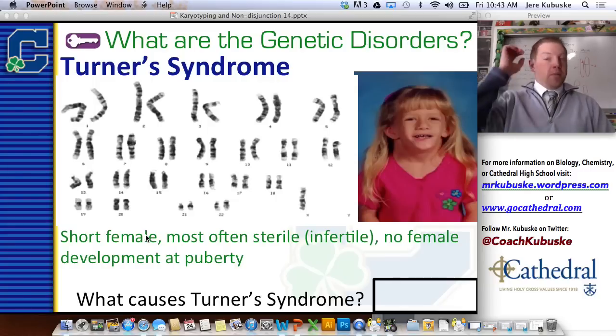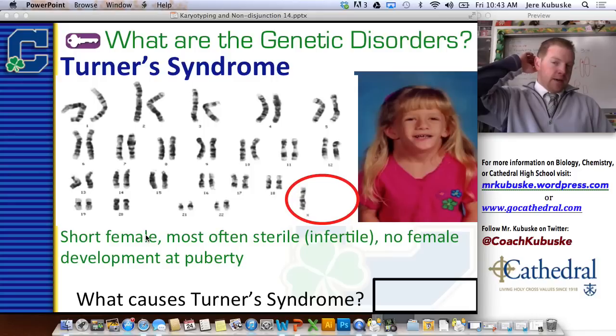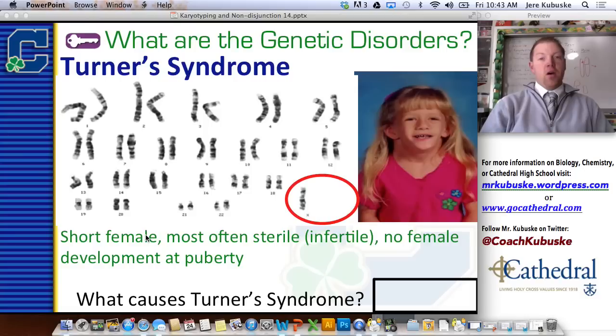Okay, Turner syndrome, here is the one that's just an X. You don't get the second sex chromosome. So these individuals will be female, but they'll always be immature females. And what I mean by that is that they will not go through puberty. There are obviously some physical deformations as well, and then there's some mental retardation involved. Okay, so what causes Turner syndrome?